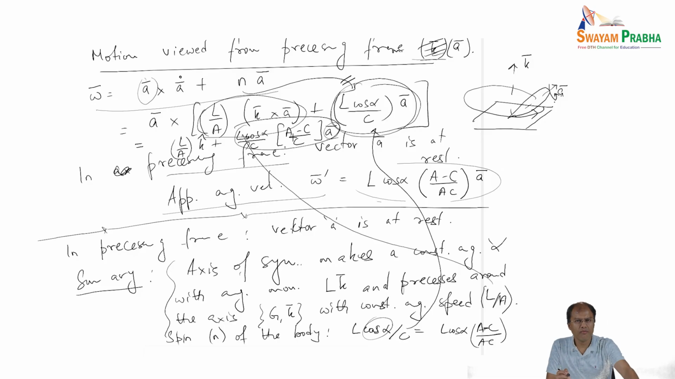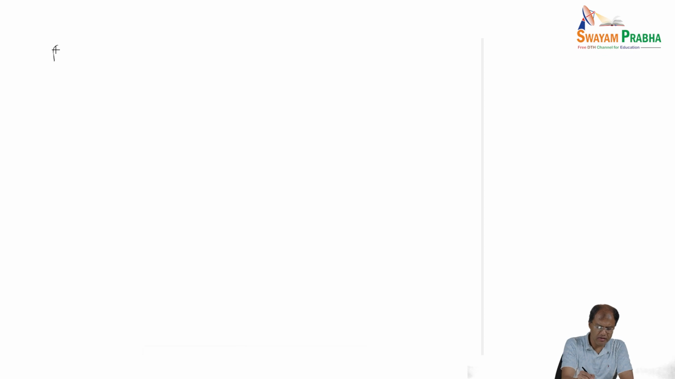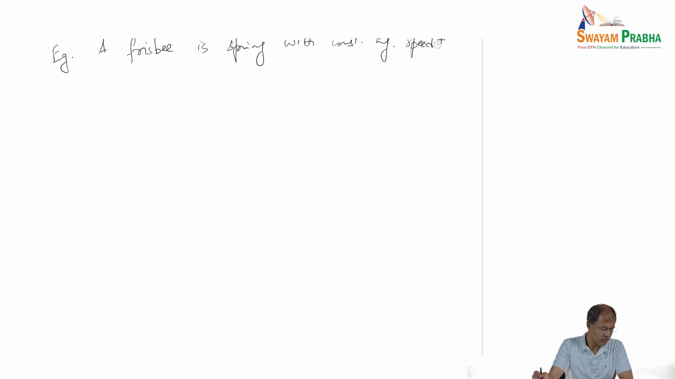Okay, so let us look at one example in our discussion. The example says a frisbee is spinning with constant angular speed omega about its axis of symmetry when its motion is slightly disturbed.